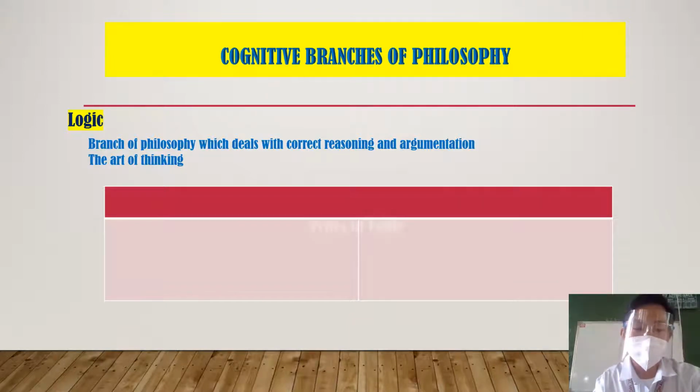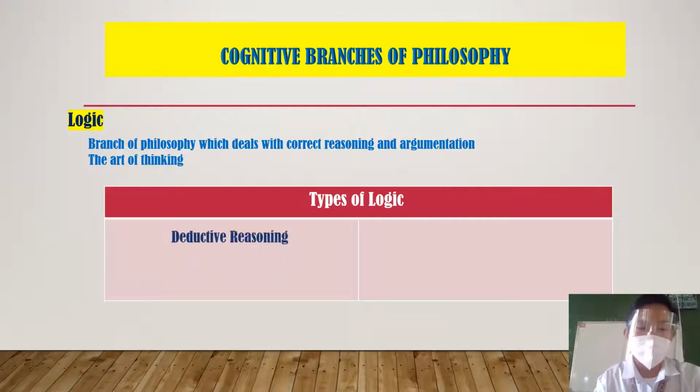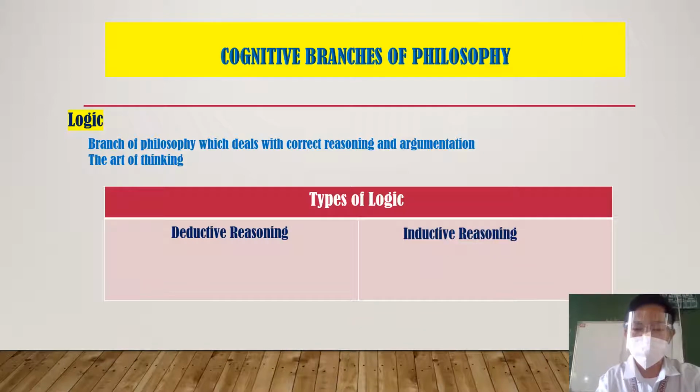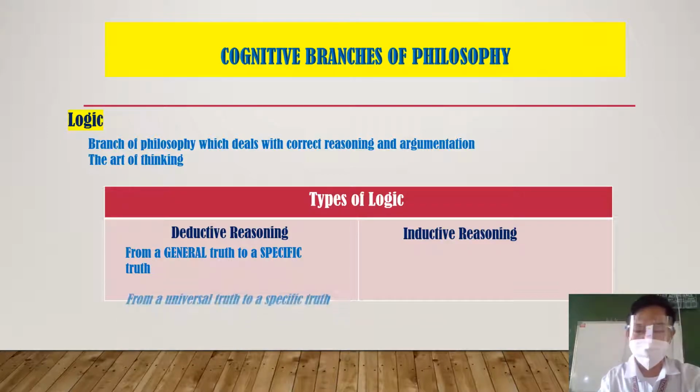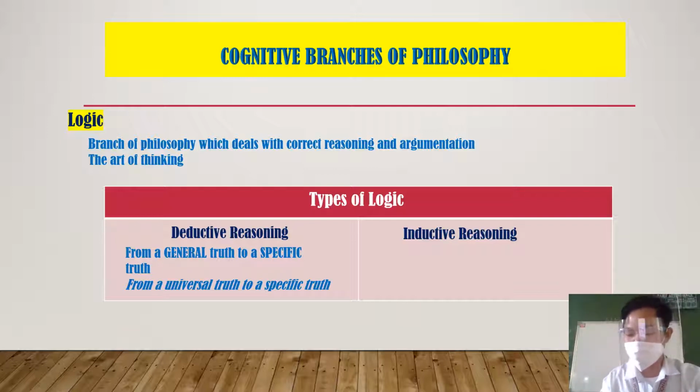Now, under logic, there are two types of logic. We have the deductive reasoning and the inductive reasoning. Now, the question, what is the difference between these two? Let's talk about deductive reasoning. So when we say deductive reasoning, it is a reasoning from a general truth to a specific truth. In other words, from a universal truth to a specific truth.